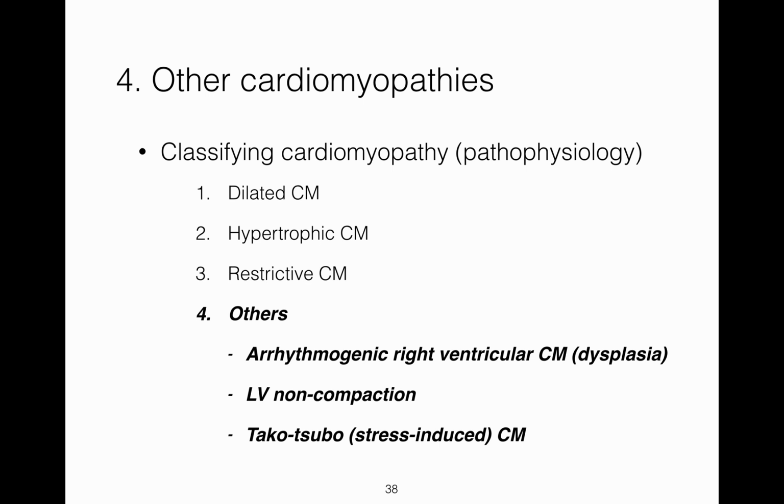That's the end of part 3 of the lecture. In part 4, I'll briefly discuss 3 other cardiomyopathies that have been recognised more recently. A more detailed knowledge of the 3 main forms of cardiomyopathy that have already been discussed, that is, dilated cardiomyopathy, hypertrophic cardiomyopathy, and restrictive cardiomyopathy, is more important than the following 3. Nonetheless, it is important that they are introduced.